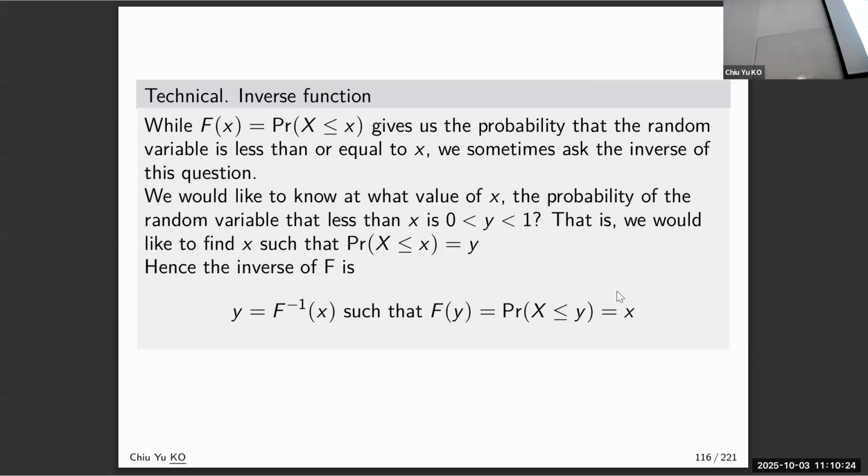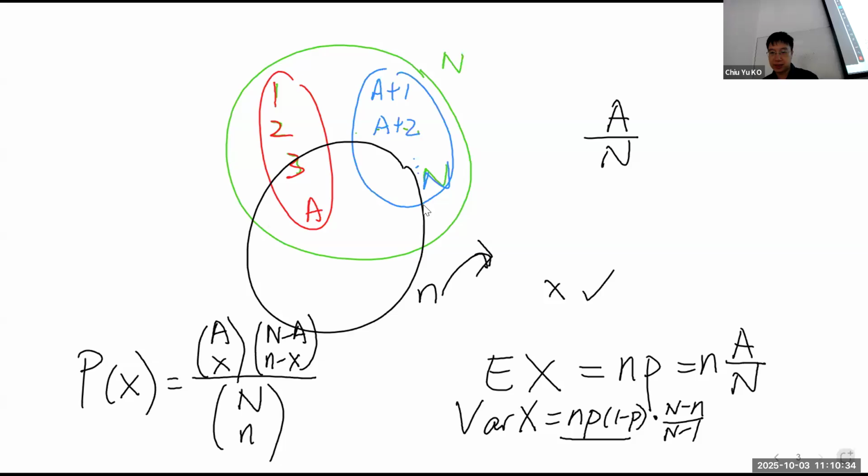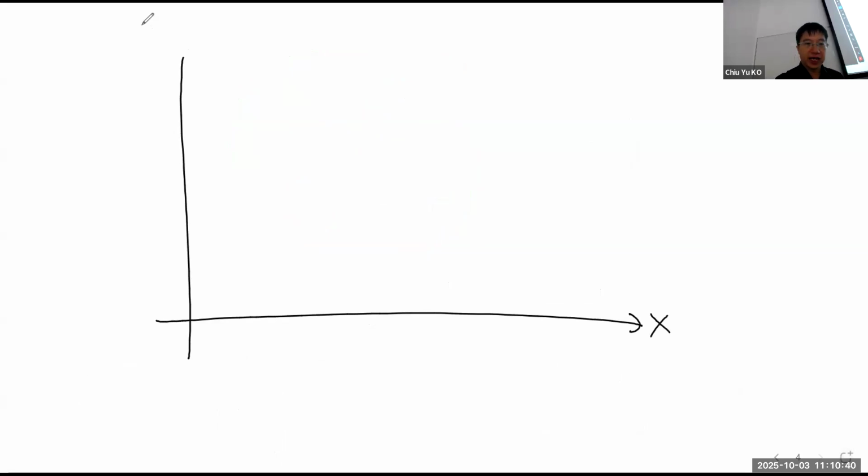One thing I have to mention now is what we call the inverse of F. That is a little bit important because we will use it all the time very soon, next week. So let's talk about this F function. This F function is the CDF. The cumulative distribution must be increasing.